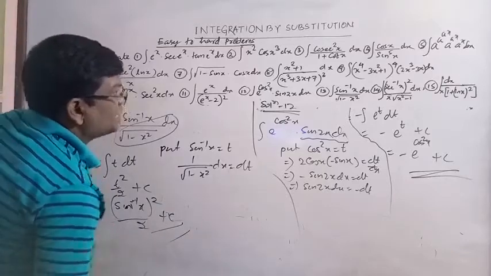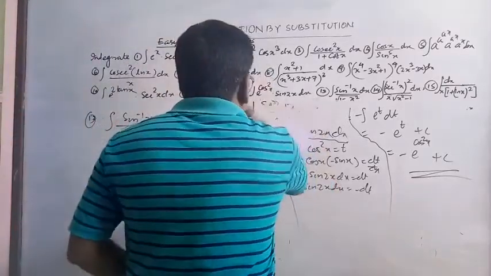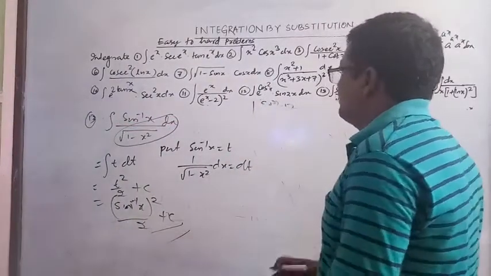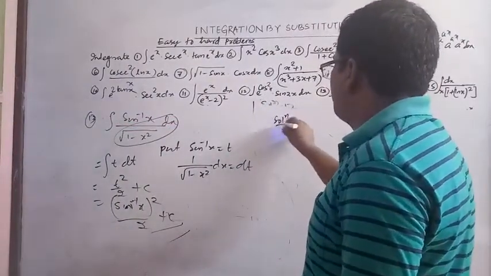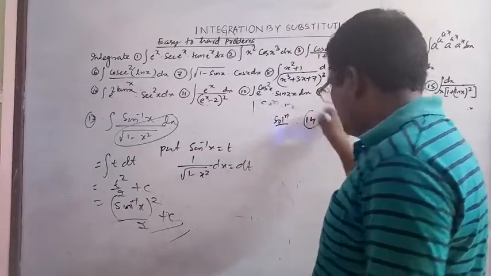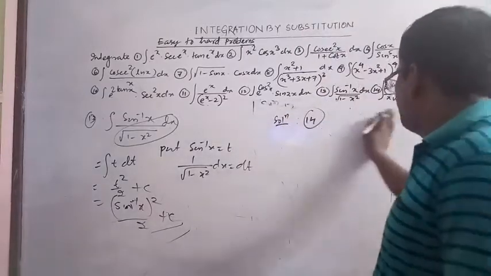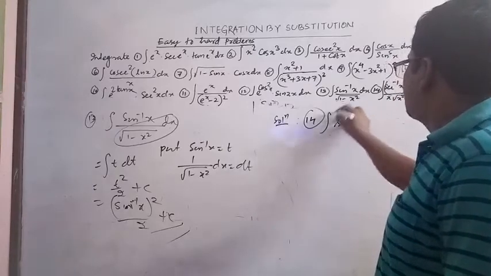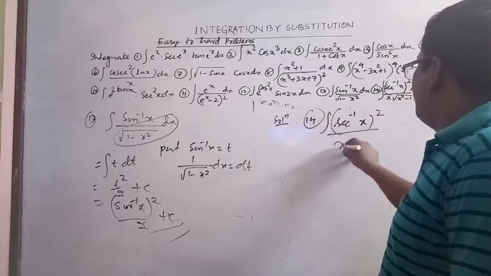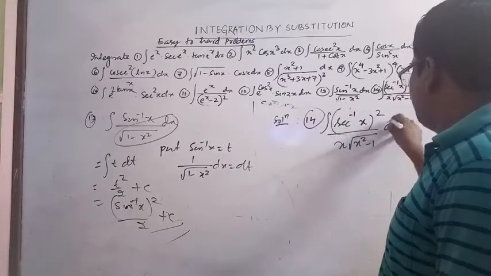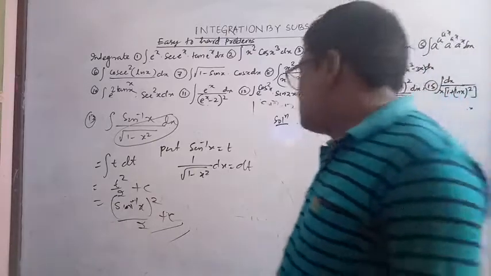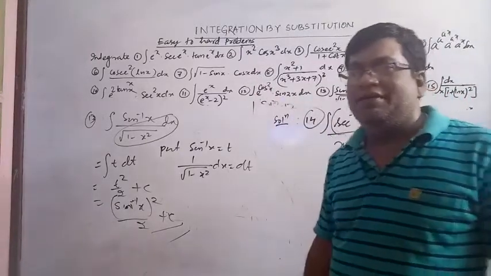Now, what is the answer of question number 14? Solution of question number 14. This is equal to integration of (sec inverse x) whole square divided by x into root over x square minus 1 dx. So what is the derivative of sec inverse x? The derivative of sec inverse x is equal to 1 by x into root over x square minus 1.